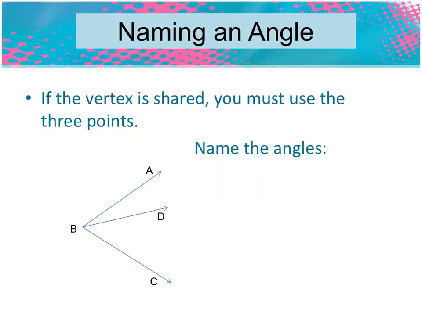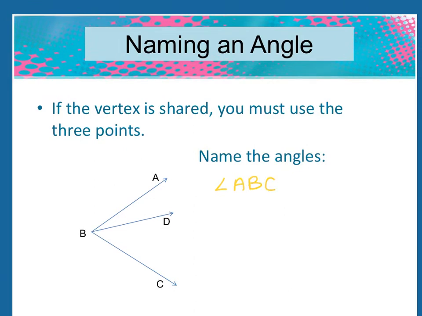All right, so if you have this diagram, if the vertex is shared, you must use 3 points. Give me all the angles that are in this diagram, and I'll give you a hint. There are 3. All right, give me one. Give me the name of one of the angles. Jivan. Angle ABC. That's the big one, right? ABC, which can also be called angle CBA, but those are the same angles, okay? You can call them either way, but those are the same angles.